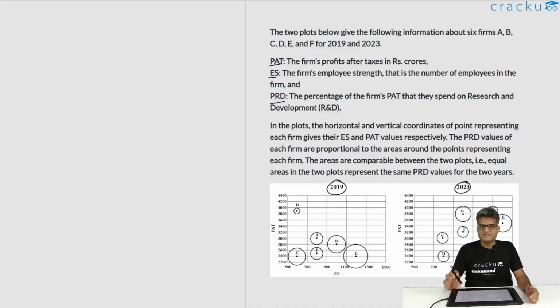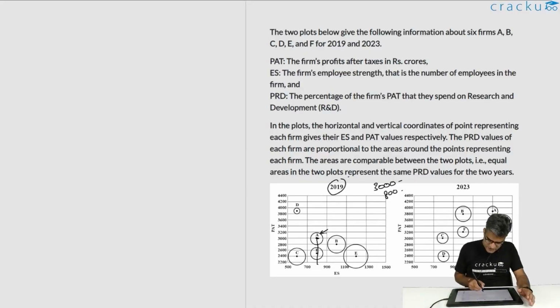For each of the companies, this information is represented on the X and Y axis as well as the size of the circle. What we mean by that is, for example, if you are looking at 2019 and if you are looking at a company, let us assume that the company is A, which is over here. Now the profit after tax PAT is given by the Y coordinate over here. So that will be 3000. The employee strength is given by the X coordinate, which will be something like this, which is 800. And the PRD, that is the percentage of the profit which is spent on research and development, is given by the area of this circle.